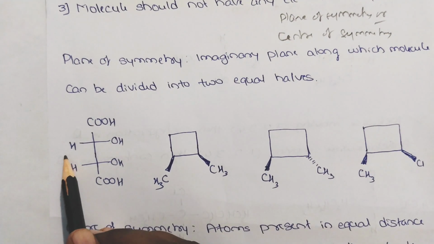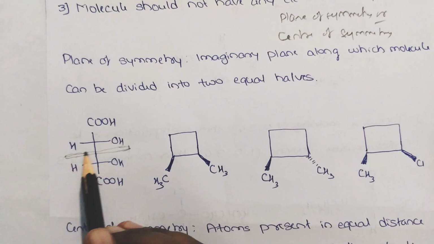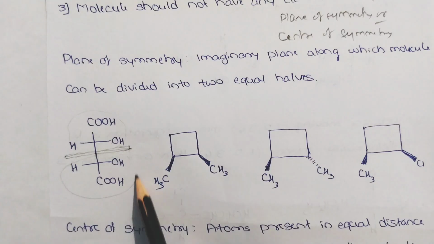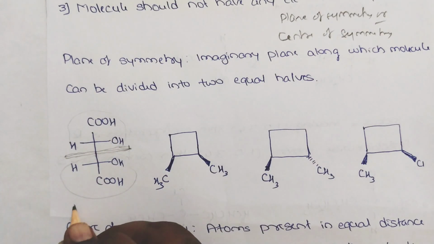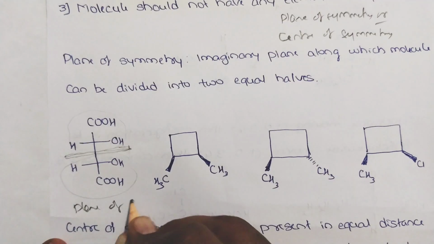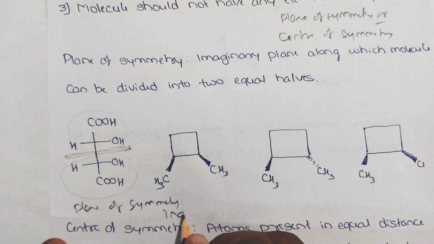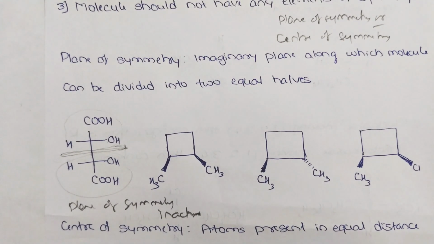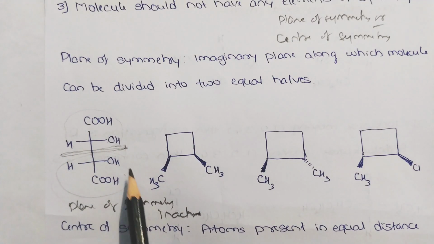Here you can see that you can have the imaginary plane. This is one half and this is the other half. These two are same. Hence this is having a plane of symmetry. This type of molecule is optically inactive, means the molecules should not have any elements of symmetry. Hence this is having a plane of symmetry, hence it is optically inactive.